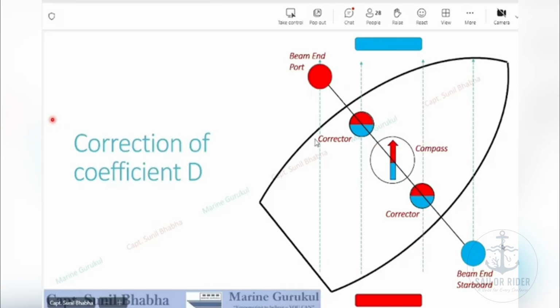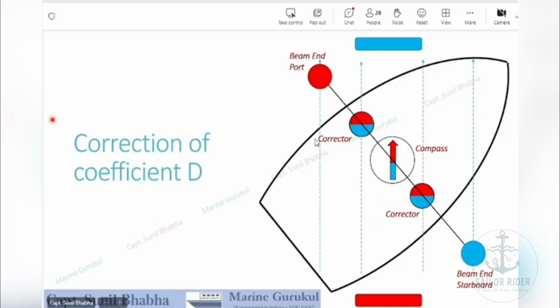और बताओ बेटा, और डाउट्स आ रहे हैं? Okay beta, great, excellent.